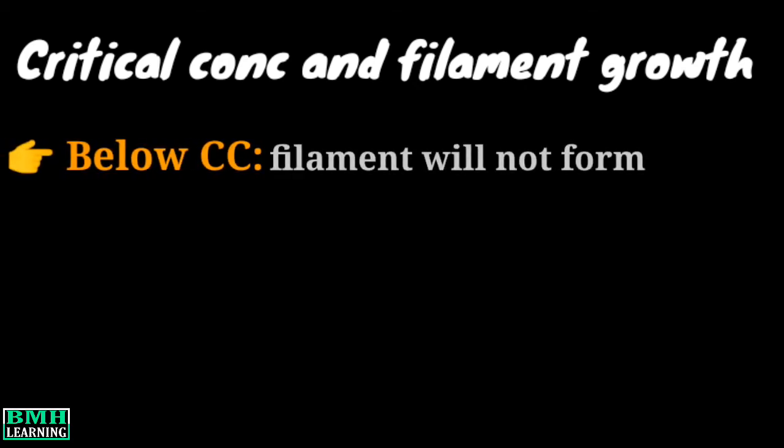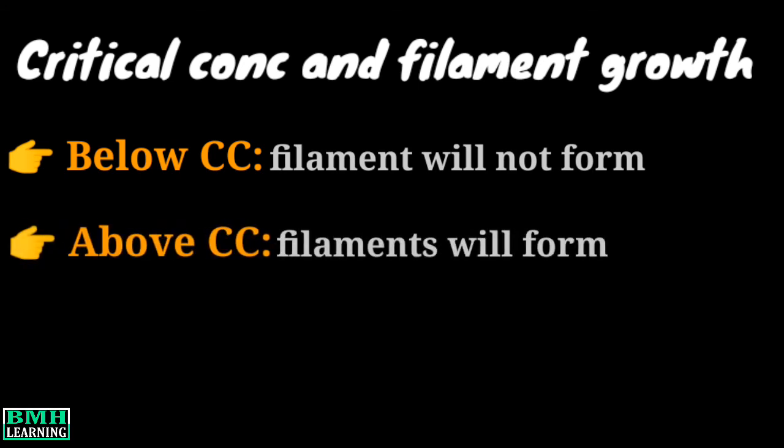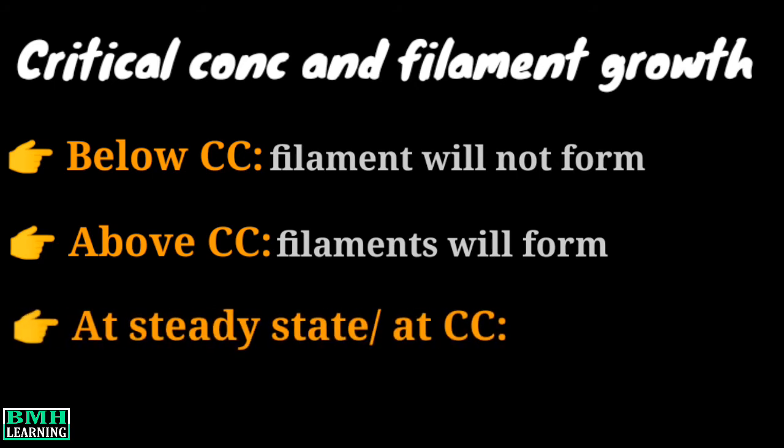That means no change in the total length of the filament. So, critical concentration says a lot about filament growth. Below critical concentration, filament will not form. Above critical concentration, filaments will form because more free actin is present and the length of filament increases. And finally, at steady state, equilibrium is observed.